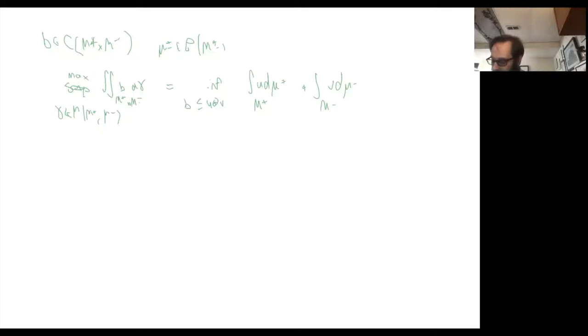And sometimes I write u and v are in, I don't know what to call it, so let me call it L_b. So u should be L mu plus integrable, and v should be L mu minus integrable. And then the sum of u(x) plus v(y) should be bigger than b(x,y) for all x and y.